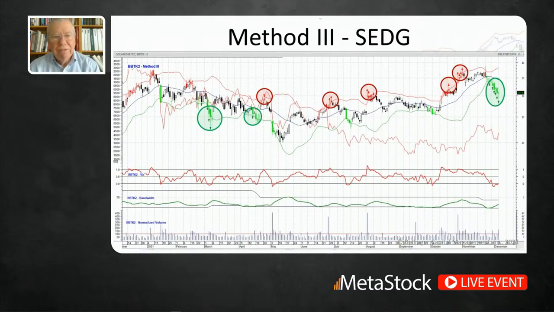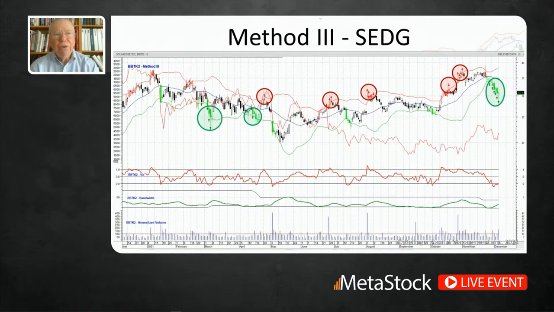And here we have method 3 for SEG. Again, you see how the opportunities stack up. If you examine these charts carefully, you see that waiting for confirmation improves your odds of success dramatically.